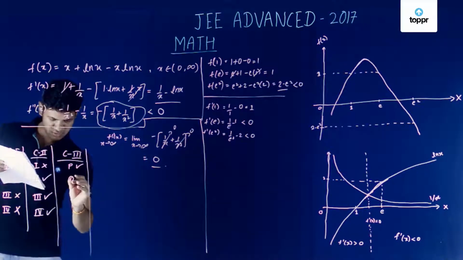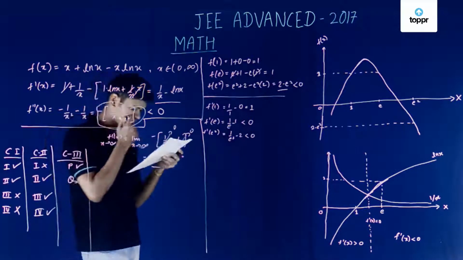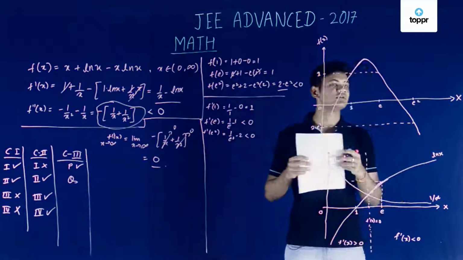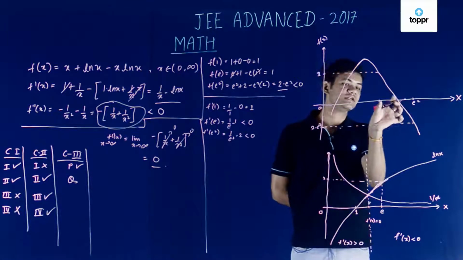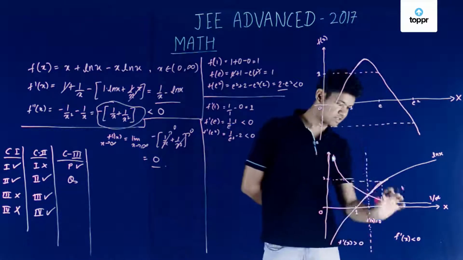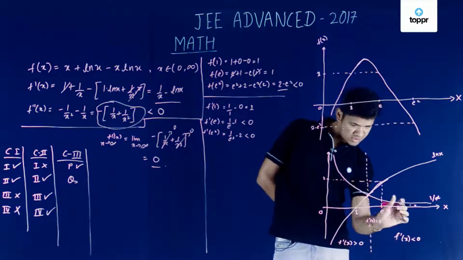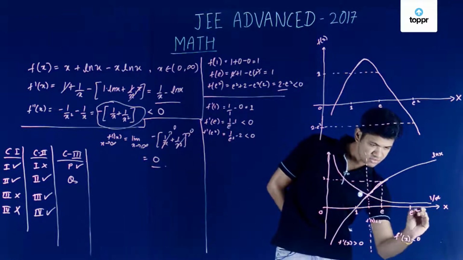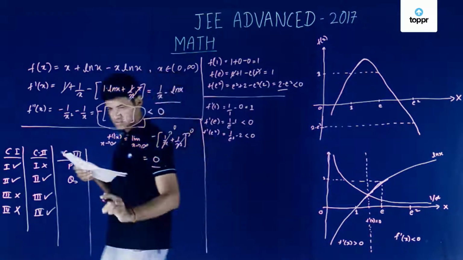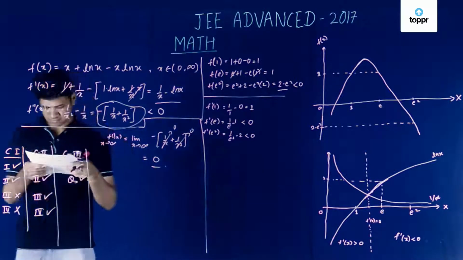Now the Q option: f is decreasing in e to e square. From e to e square, it is fairly clear that the function is decreasing, and also the function's derivative value from e to e square is negative. So the function is decreasing. So the Q option is also correct.